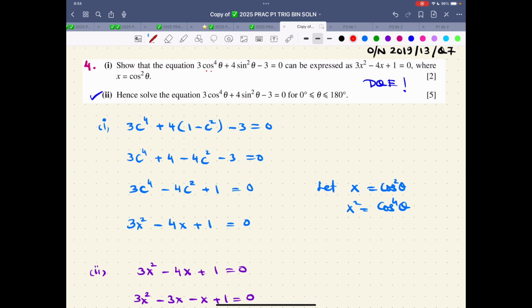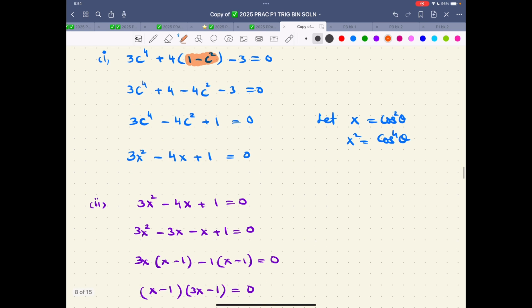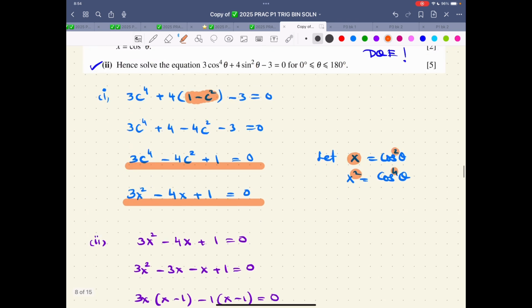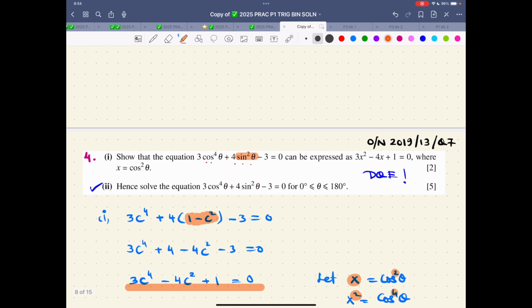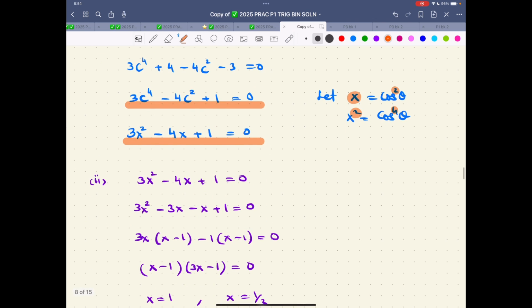3 cos power 4 theta plus 4 sine square theta. So sine square is replaced. So let me replace sine square theta, that is replaced with 1 minus cos square. Expand, simplify, you get this thing. And then x is cos square theta, therefore x square is cos power 4 theta. That is how this is written. So stop where the examiner tells you to stop. Show. So the show part is done for 2 marks.